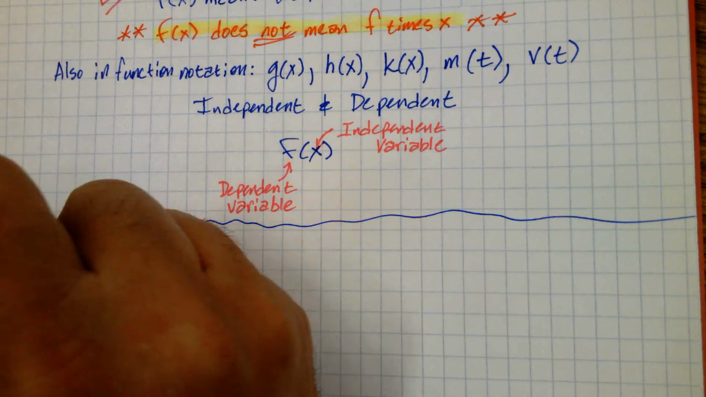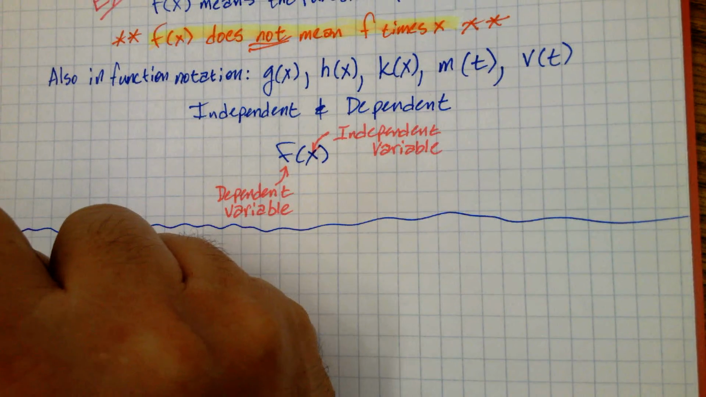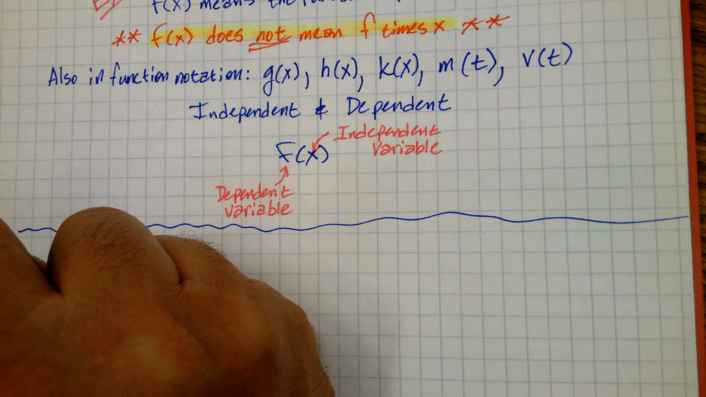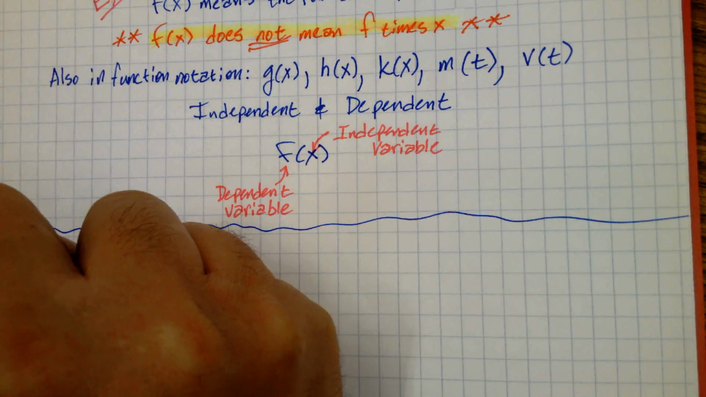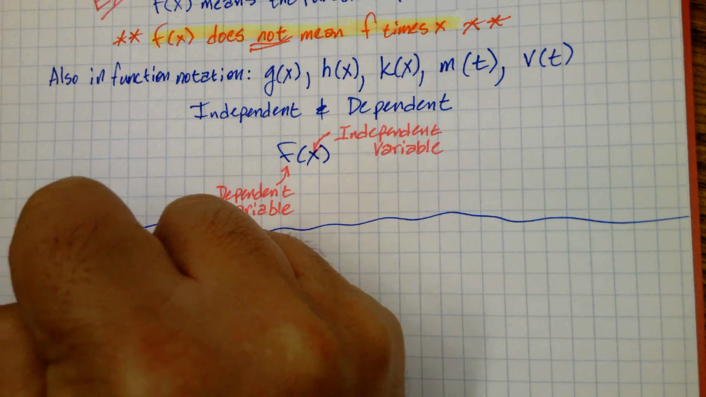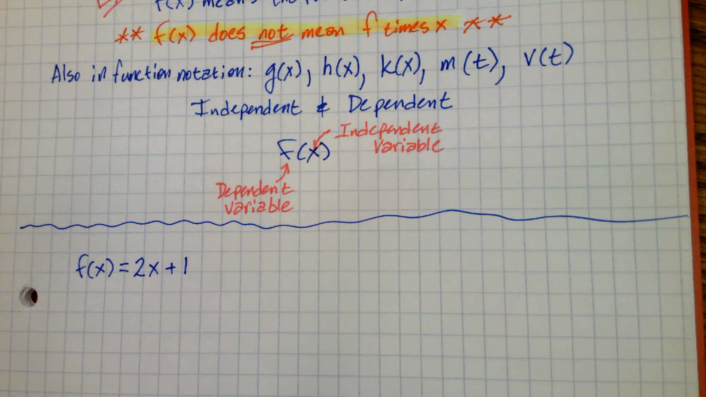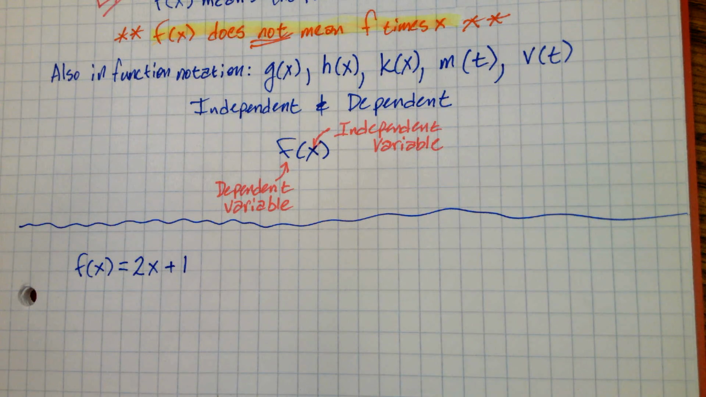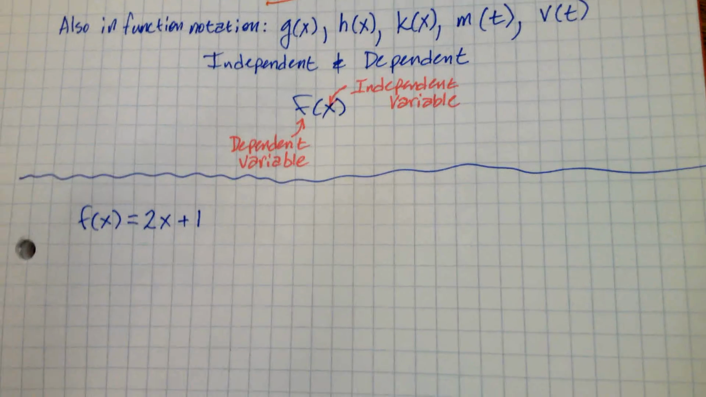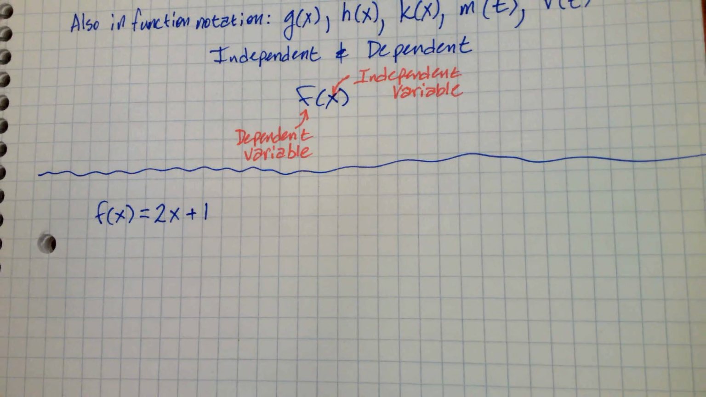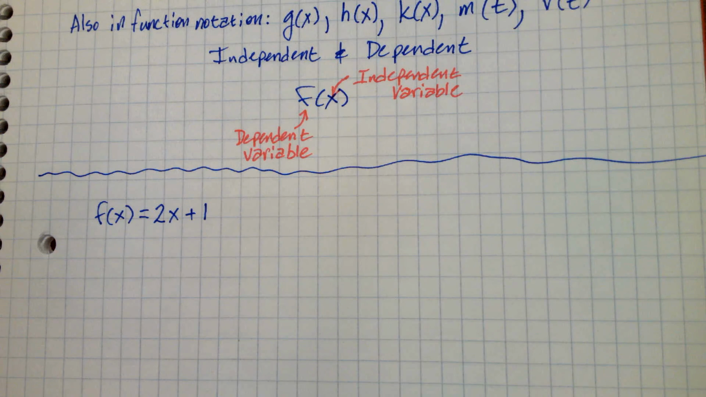And here is a function we're going to work with. f of x equals 2x plus 1. Go ahead and write that down. f of x equals 2x plus 1. So this is how we use this. It looks like any other equation we've worked with, except we're substituting the y with f of x, or the function at x.